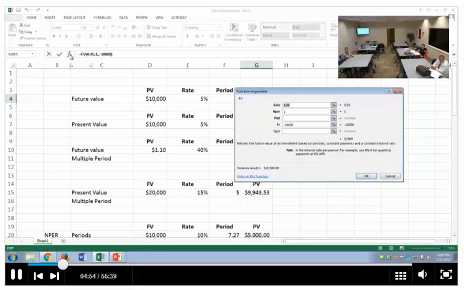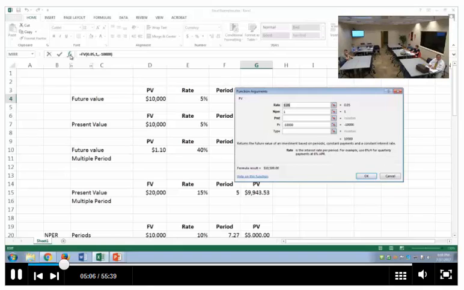Now, there's a function. If you go up to the function bar and hit financial, one of the functions that are there is future value. And the arguments that it's looking for is the rate, the number of periods, in this case it was 1 period, and the present value. Now, you'll have to ask Bill Gates this, but for some reason, when you use this, present value has to be entered as a negative to get a positive result.